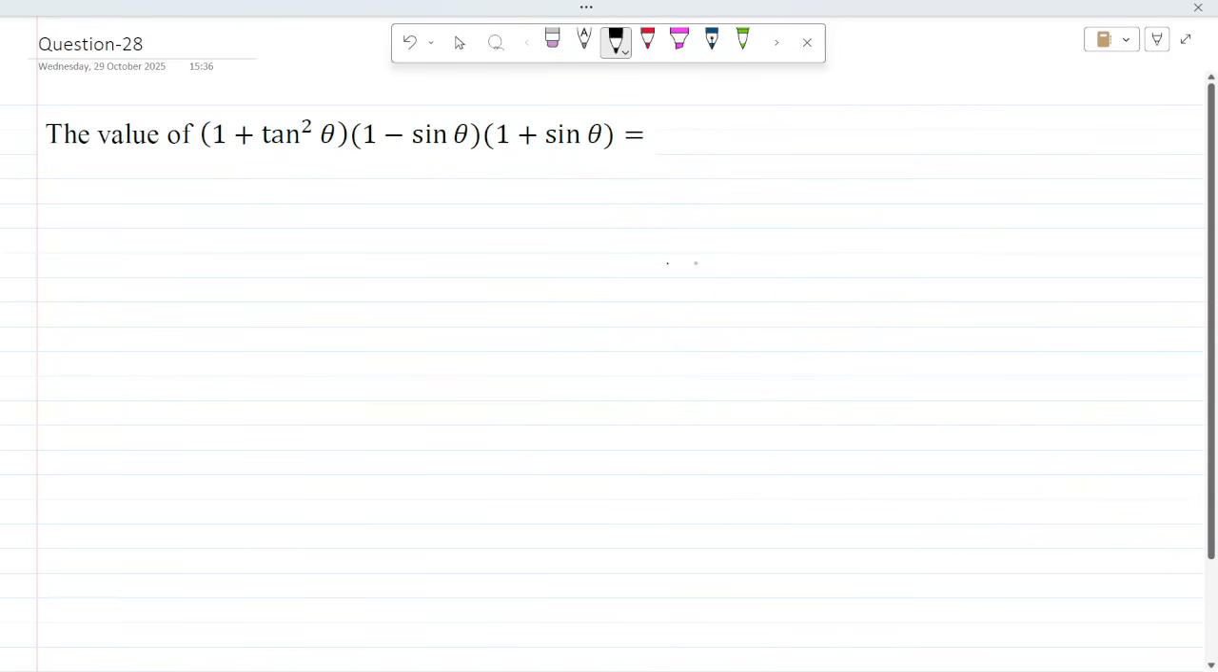Now see what they have given. 1 plus tan square, I hope you know. Evaluate. What is given? 1 plus tan square, 1 plus tan square, 1 plus tan square. What is its value?